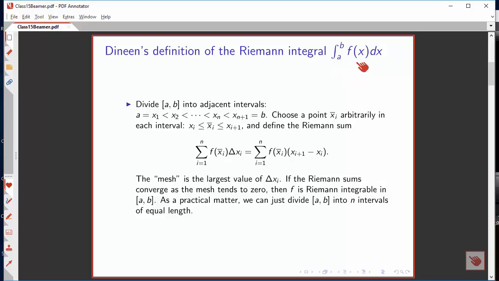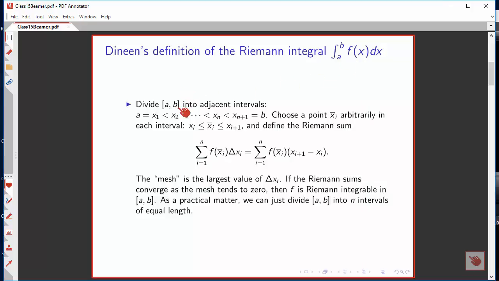I'm sure you're all familiar with Riemann integration and quite good at the technique of it, perhaps a little weak on the definition though. So let me introduce the subject by giving you Dineen's definition of the Riemann integral, which is quite likely a bit different from any you've seen before.